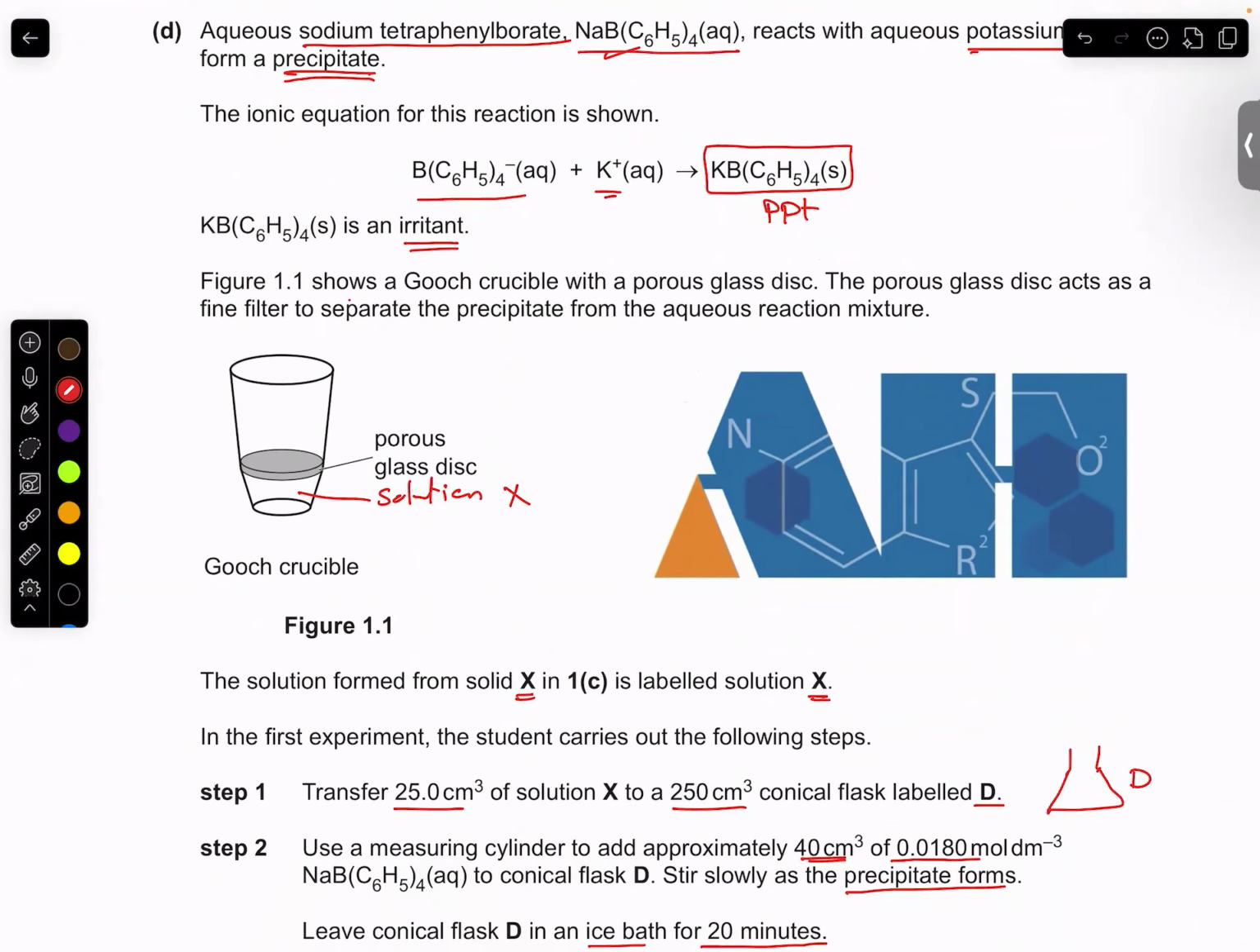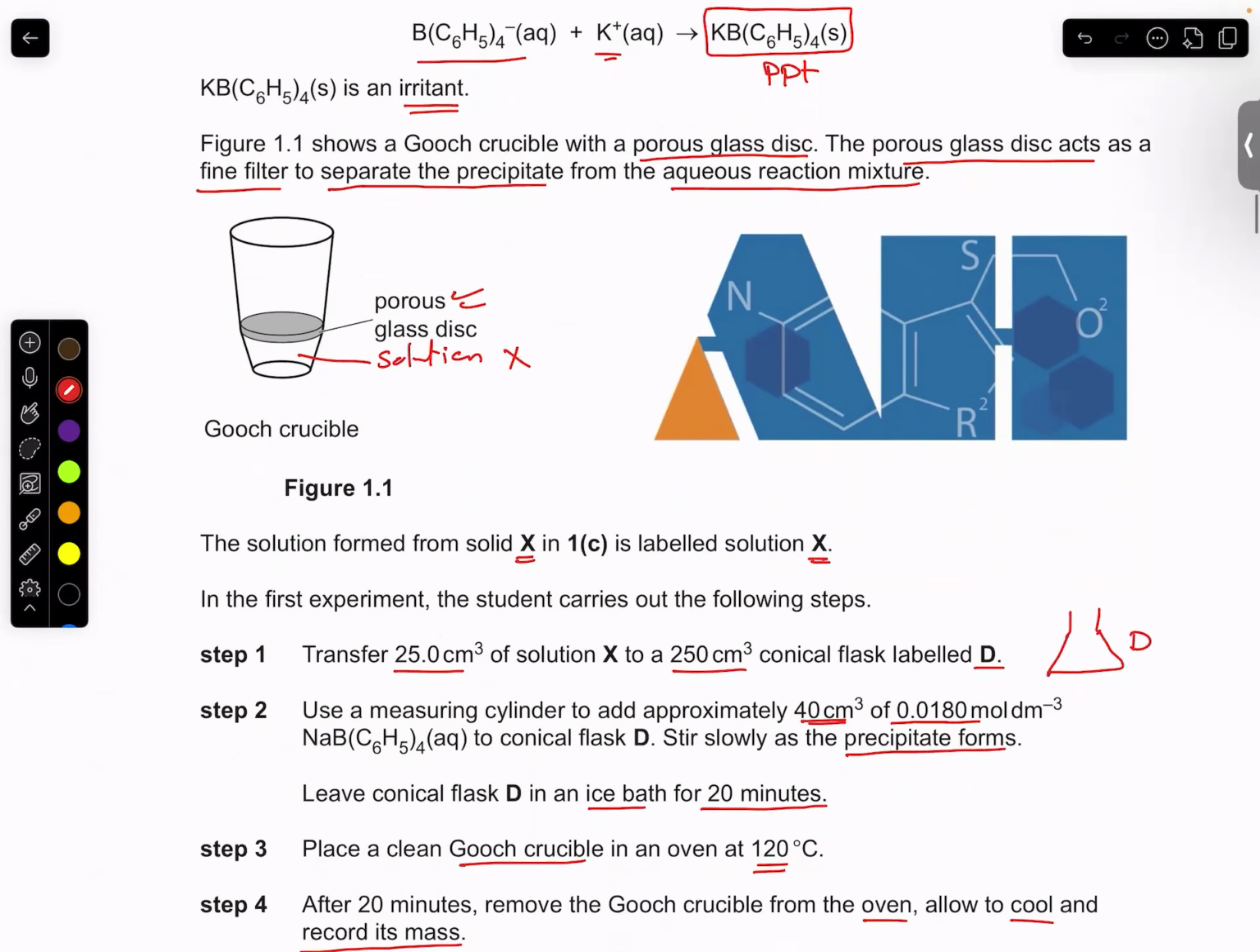Figure 1.1 shows a Gooch crucible with a porous glass disc. The porous glass disc acts as a fine filter to separate the precipitate from the aqueous reaction mixture. The solution formed from solid X is labeled X. The solution formed in the 250 cm³ volumetric flask we call X.